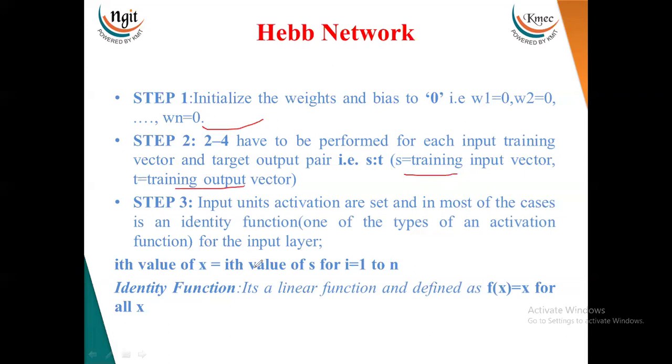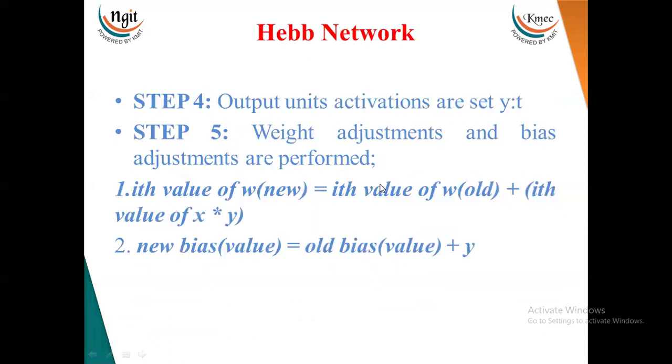Then every time this will be a loop. Every time I'm calculating the old weight, the ith value of S for i equal to 1. I'm using the linear function defined as f of x equal to x for all x. Every time I'm updating the weight value and the bias value in order to improve the efficiency of the neurons. So step 4 will give all the output activations.